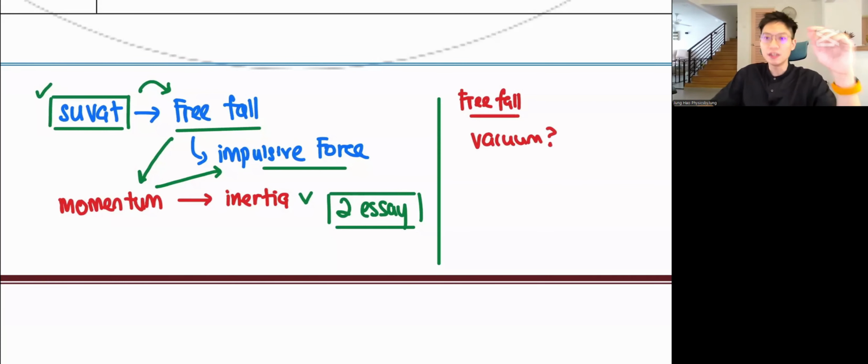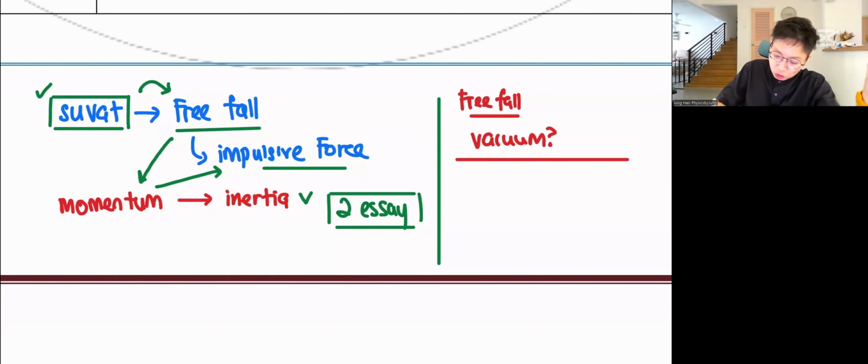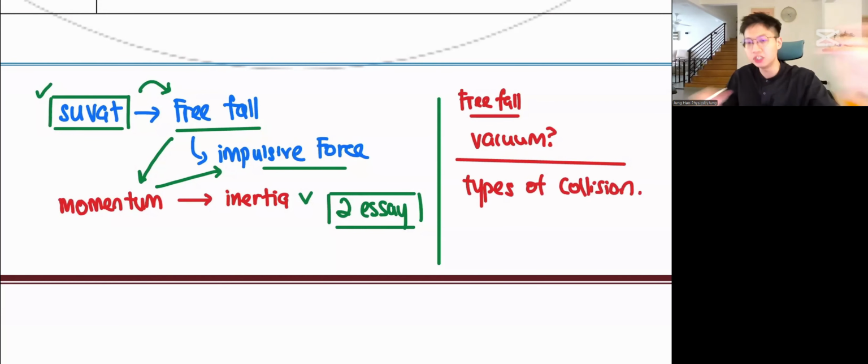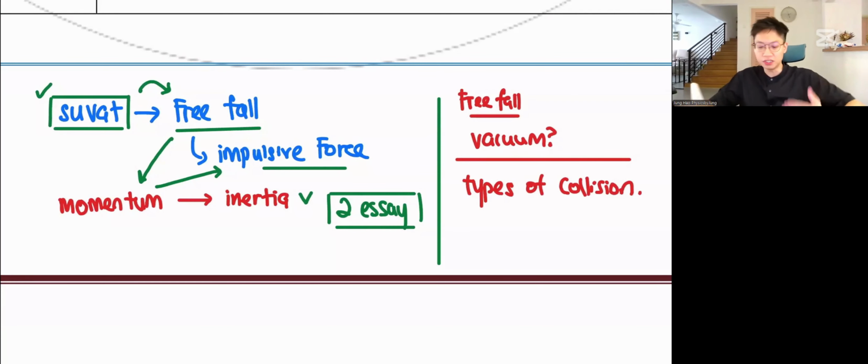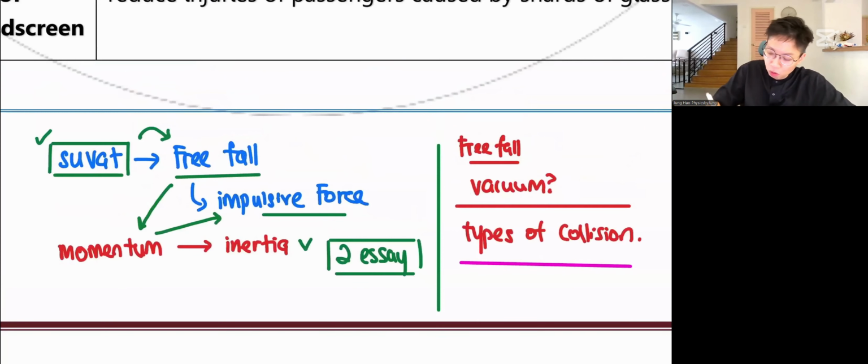Because this week, I tried some of the questions with some of my students. Their big problem is that they don't know when it is vacuum or not vacuum. Then, I will also do some types of collision because many students don't know how to differentiate what type of collision. Let's say, for example, is it elastic collision? Is it inelastic collision? Is it explosion? And then lastly, I will go through types of essay question with you.